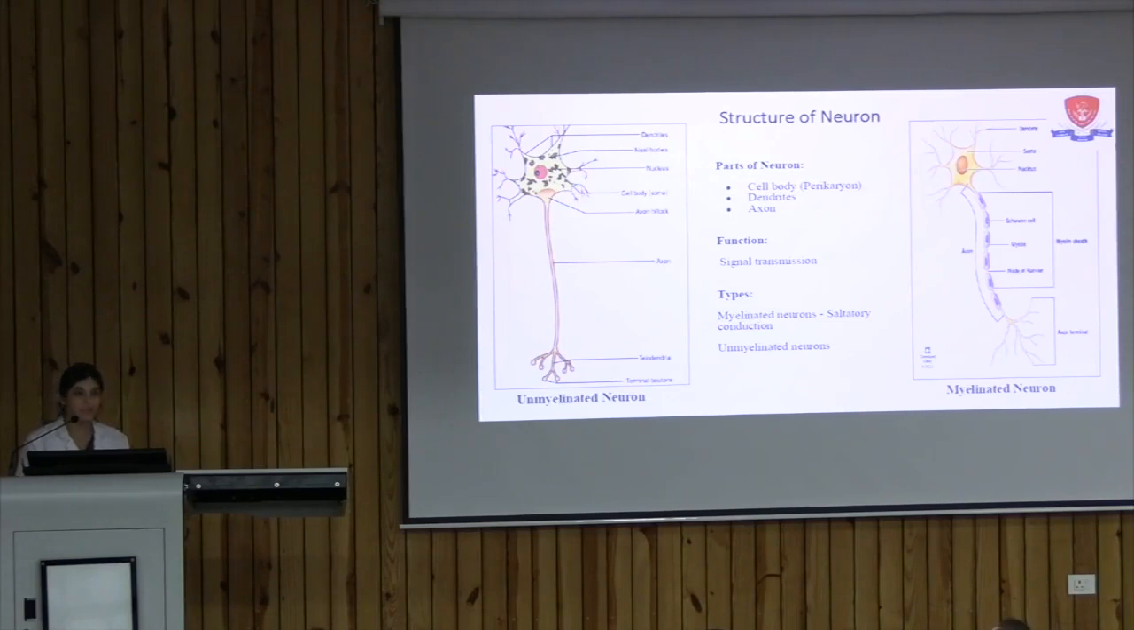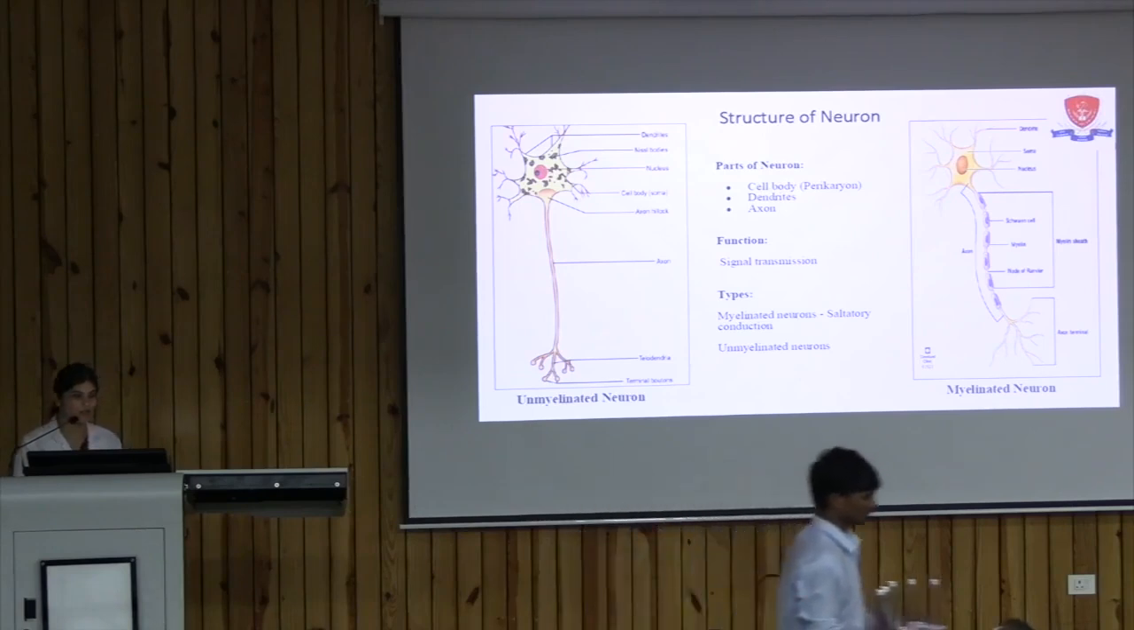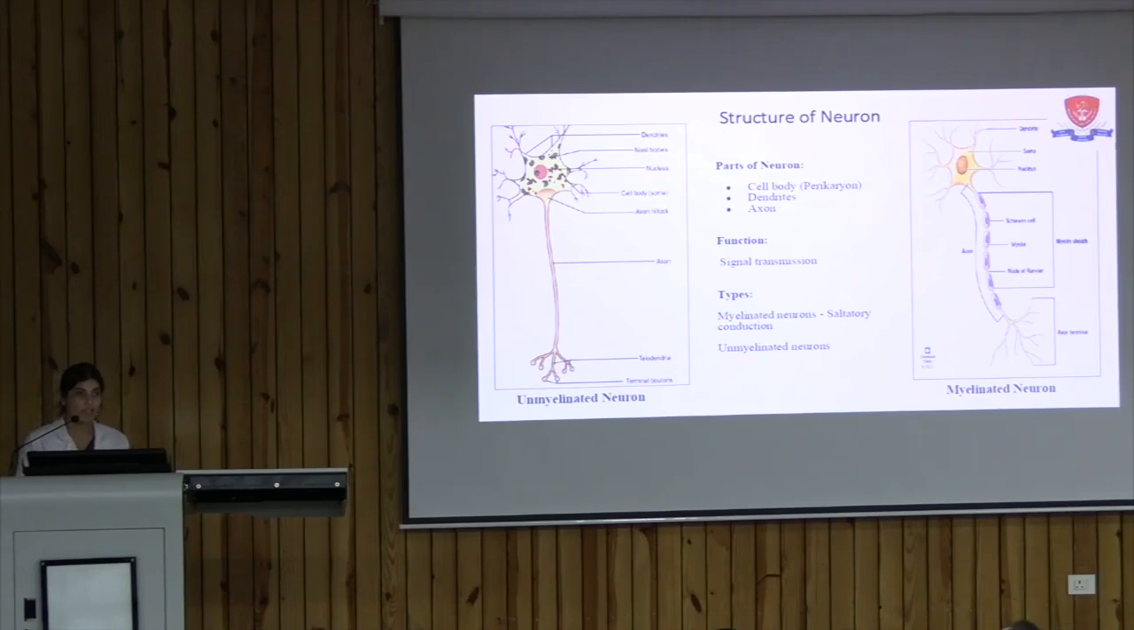A neuron is the structural and functional unit of the nervous system that is entrusted with signal transmission across the body. It has three major components, which are the cell body, the dendrites, and the axons. The cell body, or the perikaryon, hosts the nucleus along with a plethora of other cell organelles such as the distinctive Nissl granules and neurofilaments.